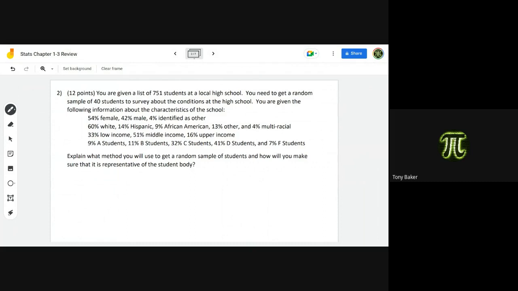So that's the question. Now, you do not have to use all of this information. If we're looking at conditions about the high school, so we've got the random number sample, and you have to explain why. What's another way that we can collect that data? Cluster sampling. Okay. So how does cluster sampling work?